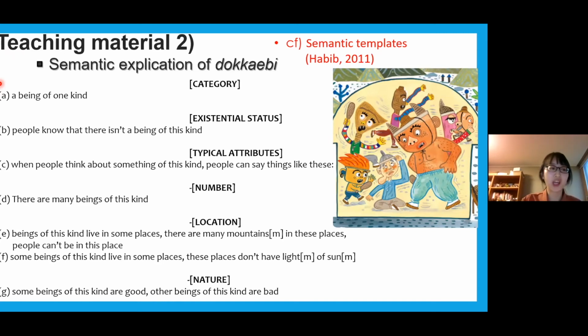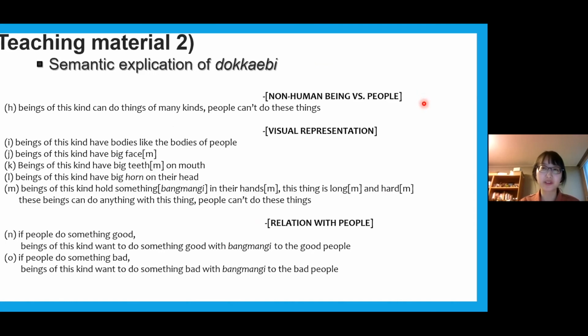For students who don't have a deep understanding of 도깨비, the semantic explication with minimal language can be provided as a good instructional material. To make the semantic explication of 도깨비 like this, as I mentioned earlier, I applied the semantic template, which is devised to explain non-human being terms such as ghost and fairies in Habib's study. This semantic template consists of category, existential status, and typical attributes, and number, and location, and nature, non-human being versus people, visual representation, and relation with people. Now this is also still developing.